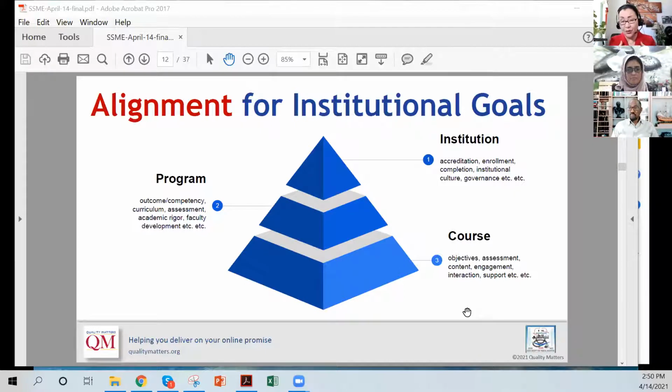at course level. Then that will support the program level, because the program competencies should all be aligned with each and every one of your courses. And then the ultimate goal is your institution's mission, vision, the institutional goals, short-term, medium-term, long-term.